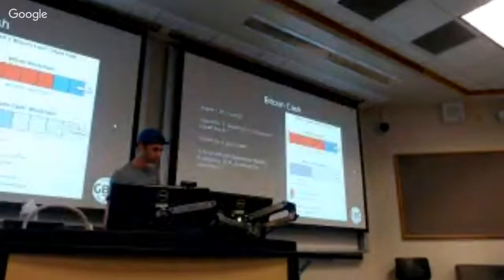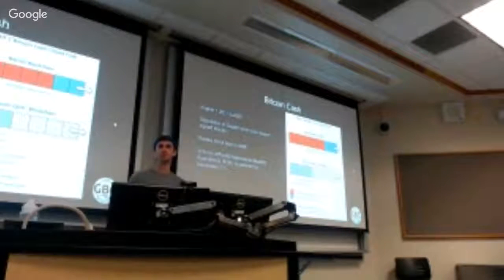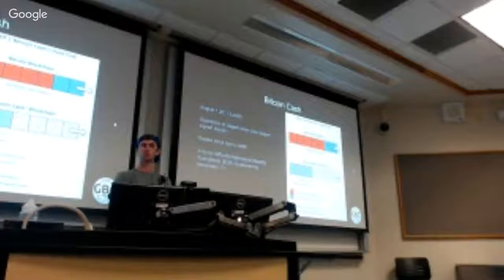So we have a question. Yeah, I was going to ask, what is the goal of the level 2? What does that ultimately do to either the coin or the network?